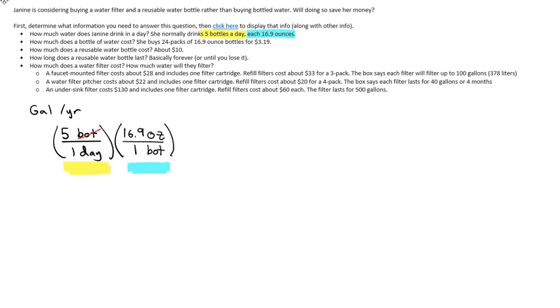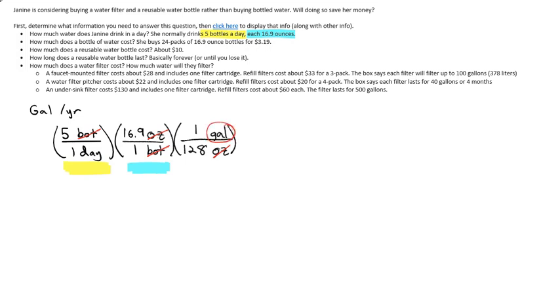When we do that, the bottles will divide out, and we're just left with the ounces. However, we don't want ounces in our final answer. So we're going to get rid of the ounces, because what we really want is gallons. A quick Google search could tell you that 1 gallon is 128 ounces. And now we can cross off the ounces, and we just have the gallons that we want.